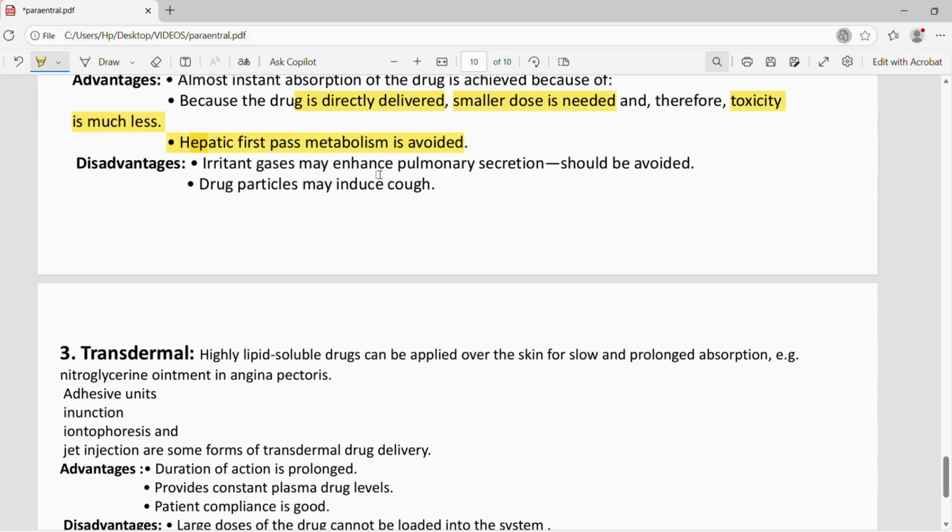Disadvantages: with irritant gases, enhanced pulmonary secretion should be avoided. Irritant gases, which are harmful for our body, can enhance the pulmonary secretion, which may cause cough. Drug particles may induce cough. So the particles can also have the ability to cause cough.